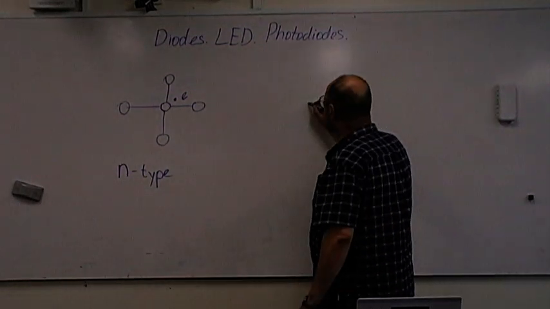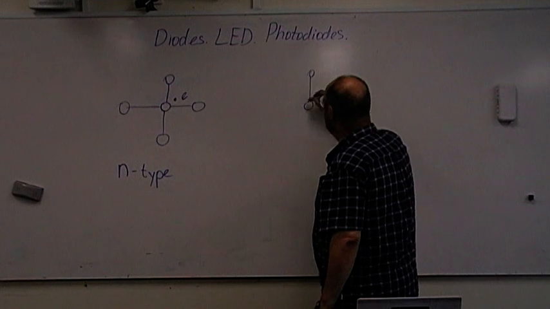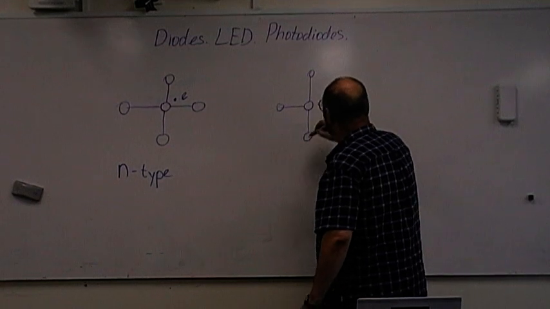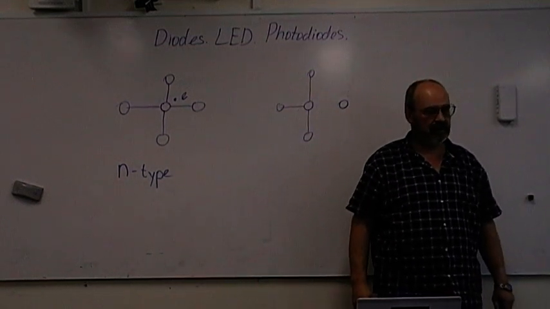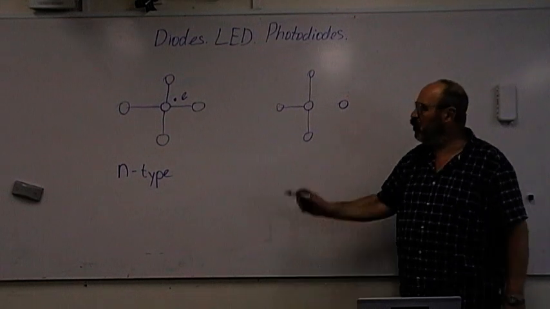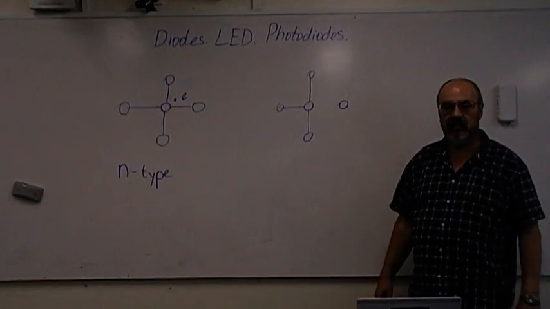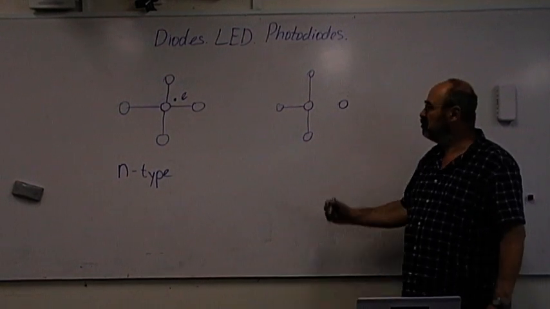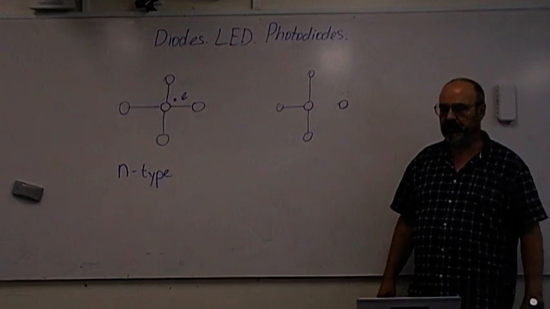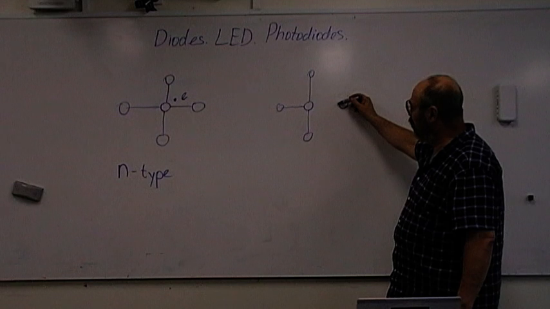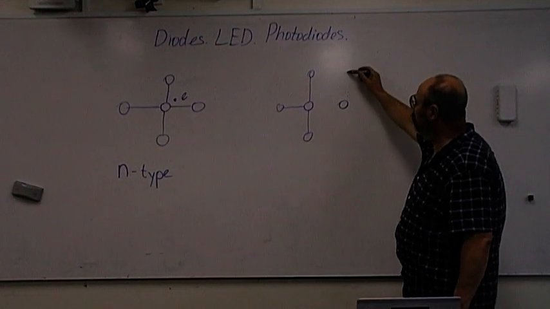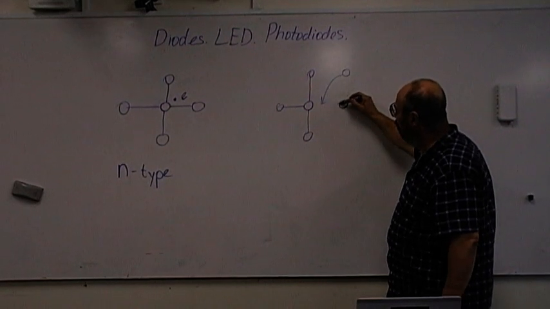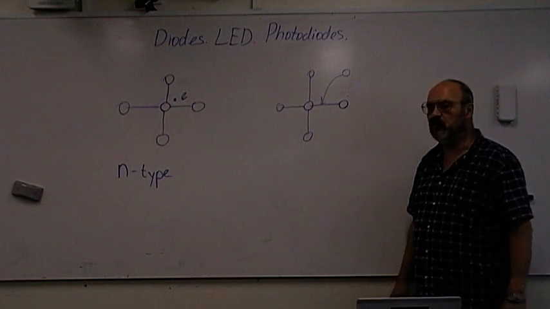Another way we can add impurities is if we add an atom with 3 electrons on the outer shell. Then 3 of those electrons will make bonds with the 3 surrounding atoms of silicon. But there is no 4th electron. But the neighboring atom has an electron. What might happen is that the electron from another atom will jump here and make this missing bond.